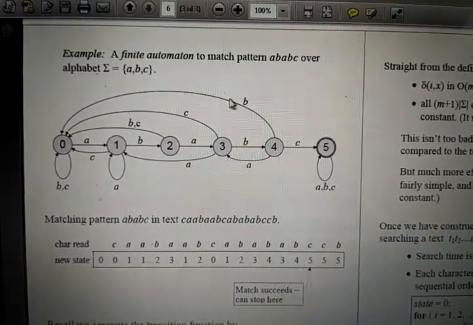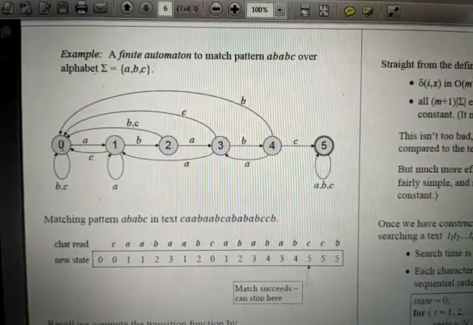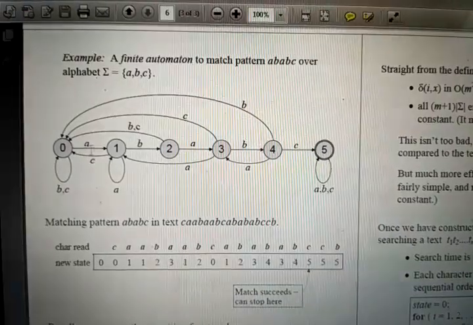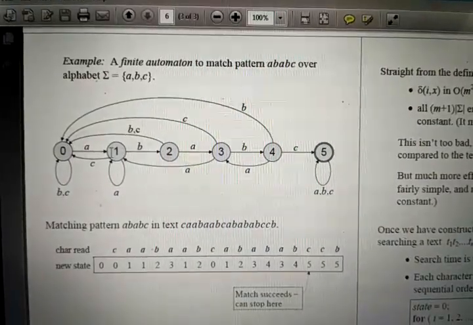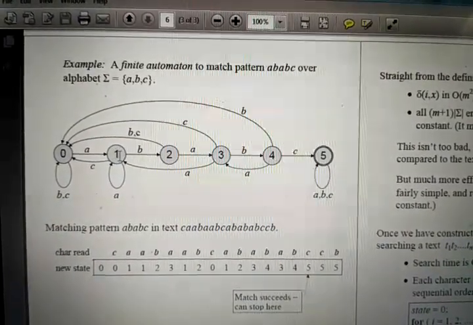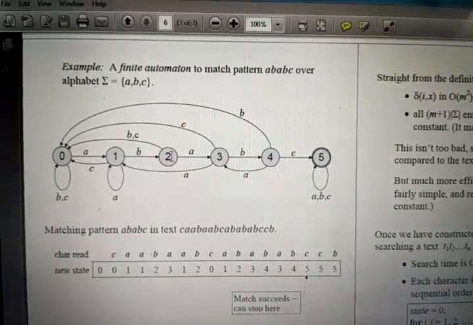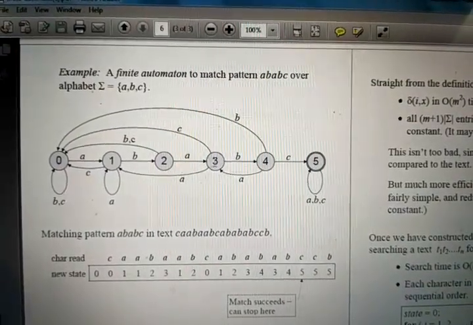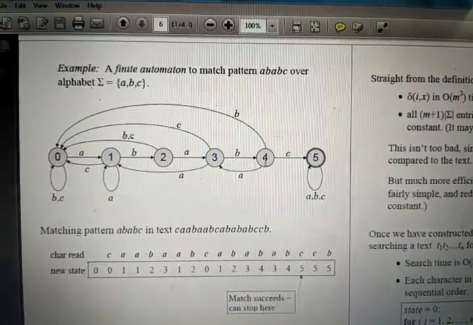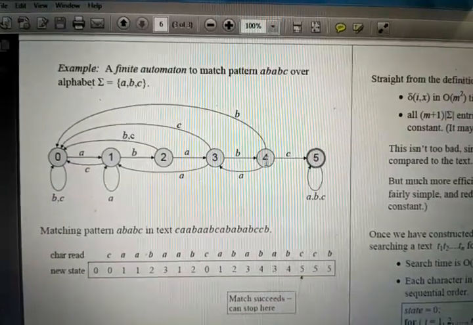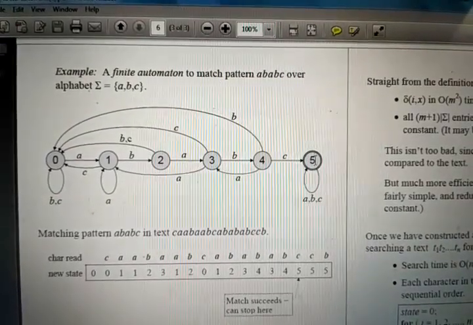We'll consider that initially when no character is matched, we are at state 0. If the first character of the pattern A is matched, then we will move to state 1. If we are at state 1 and the second character of the pattern is matched, that is if the next input is B, then we'll move to state 2. If the third character of the pattern is matched, we'll move to state 3. If the fourth character is matched, we'll go to state 4. Now if the fifth and the last character is matched, we'll move to state 5, which is one accepting state.